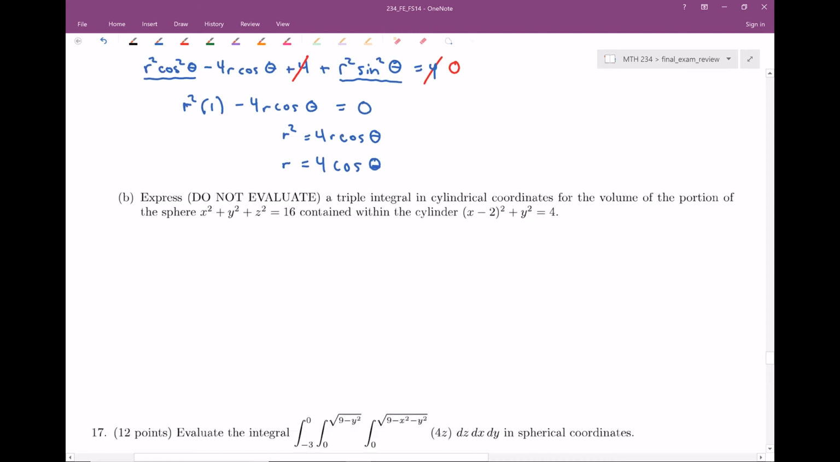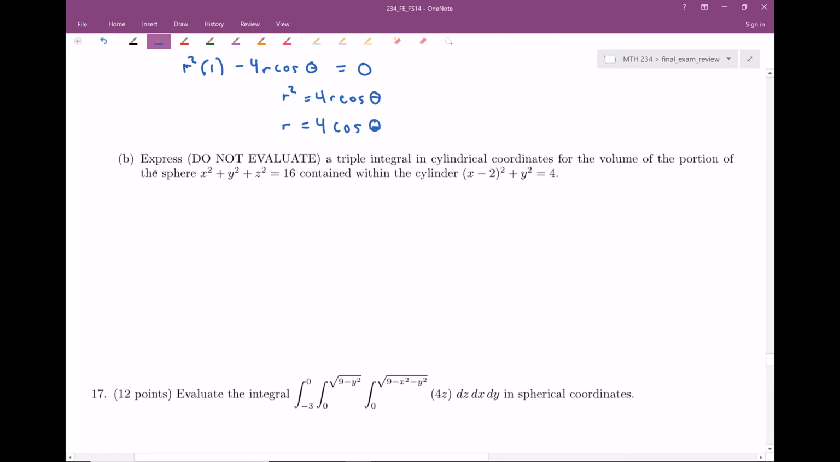Part B, do not evaluate. We want to express, but do not evaluate, a triple integral in cylindrical coordinates for the volume of the portion of the sphere contained in the cylinder. So really quick, let's go ahead and try to visualize this and see what on earth we're doing here.